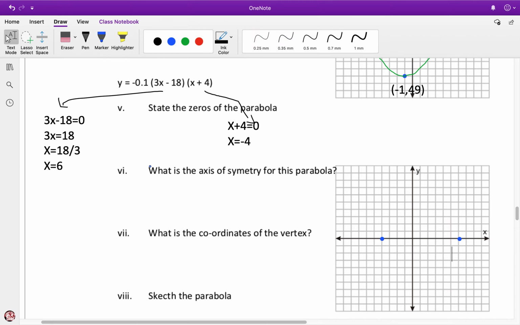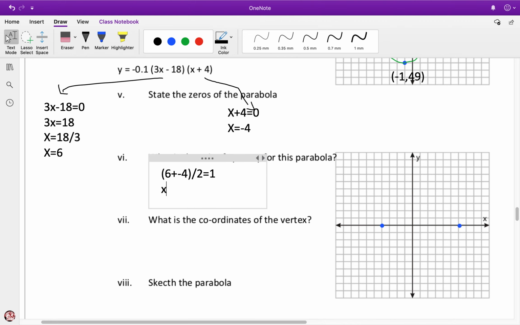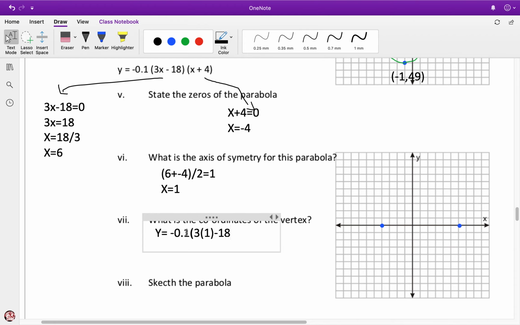Okay. Then let's take a peek here. Add them up and divide them by 2 for our line of symmetry. I'm going to go 6 plus -4 divided by 2. That's probably not going to give me... Oh, it did. So that equals 1. So I know my line of symmetry is at 1. That's the x-coordinate of my vertex. I'm going to plug it back into here. That's going to be y equals -0.1 bracket 3 bracket 1 bracket minus 18 bracket bracket 1 plus 5.